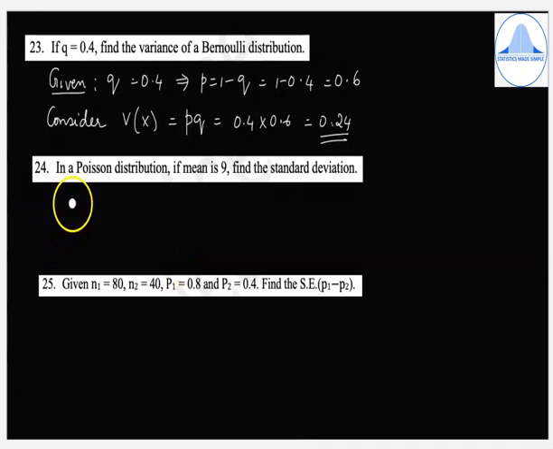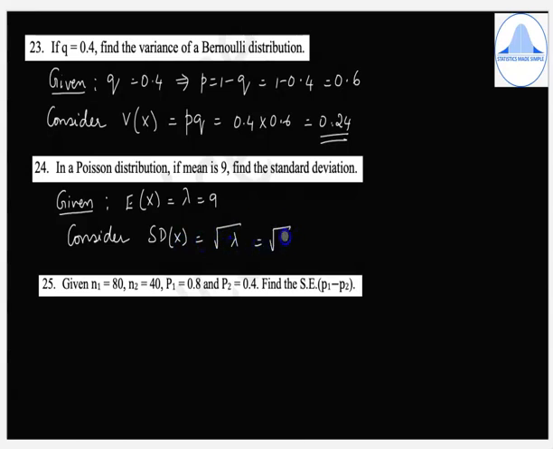24th question, in a Poisson distribution, if mean is 9, find the standard deviation. So the mean of the Poisson distribution means it is E of x. We know that E of x is equal to lambda for the Poisson distribution, and in the problem this is equal to 9. So now let us write down the formula for the standard deviation of the Poisson distribution. So consider SD of x is equal to root of lambda, which is root of 9, which is equal to 3.